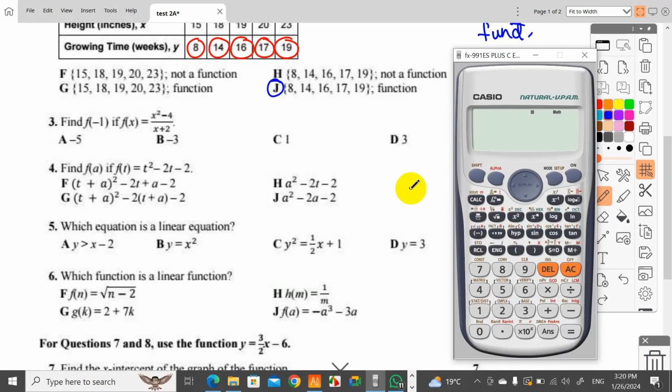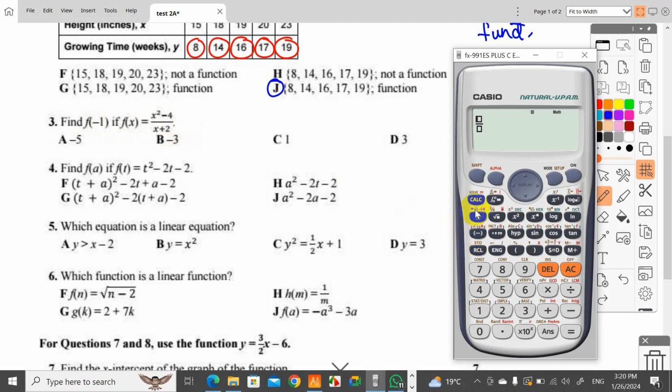In the third question, it's required to find f of -1, if f of x equals (x squared minus 4) over (x plus 2). So f of -1 means to replace every x with -1, to eliminate x and replace it with -1. We can easily do this calculation using a calculator.